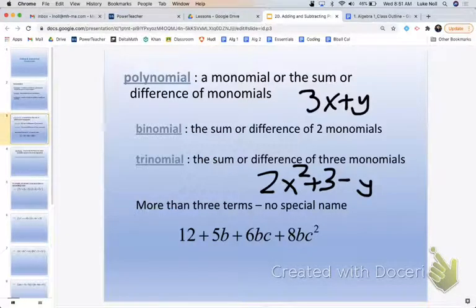The reason they have special names is because we use them a lot more often. We use binomials, trinomials, and monomials a lot. Anything bigger, so for example, this has 4 monomials, 4 terms, is just called a polynomial. Okay? So what we're going to work on today is adding and subtracting polynomials. This can include monomials, binomials, and trinomials.